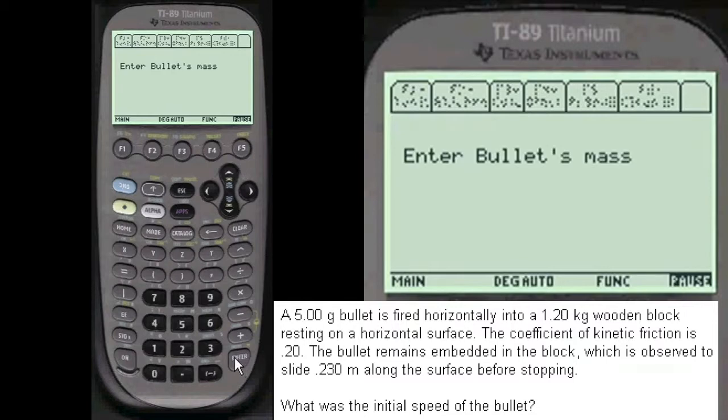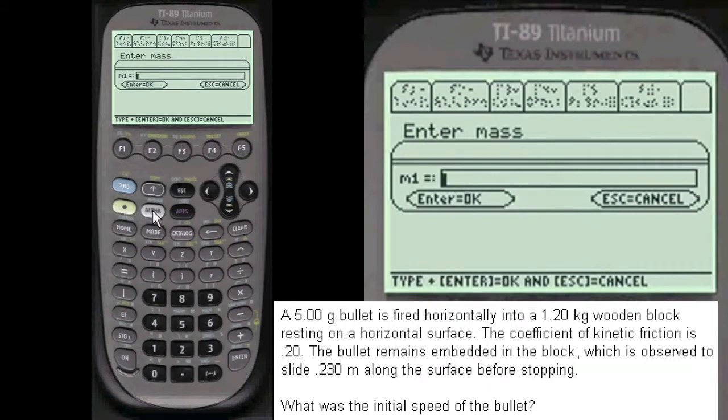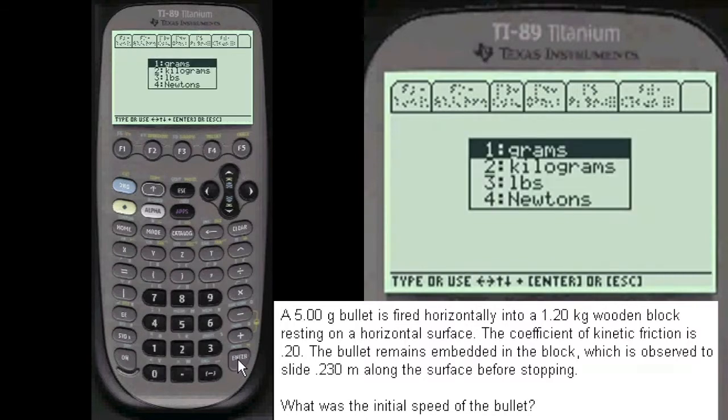We're going to enter the bullet's mass. We have to press alpha before we enter anything into here. Alpha, 5, grams.